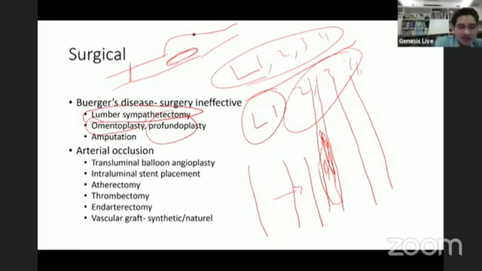And lastly, if nothing happens, amputation, which is the commonest thing that happens in case of Buerger's disease that we see all the time. In case of arterial occlusion, if the patient has arterial occlusion from something other than Buerger's disease, then surgery has some role. Then we can do something with the surgeons. For example, balloon angioplasty.